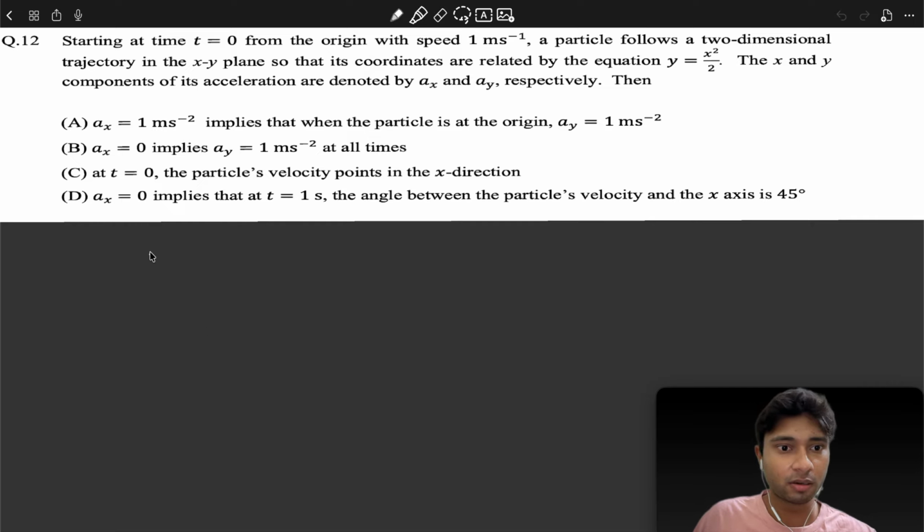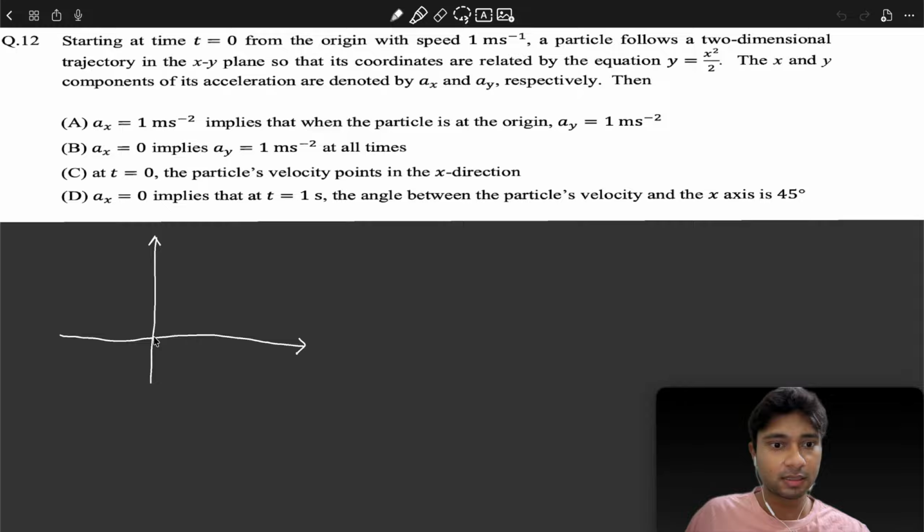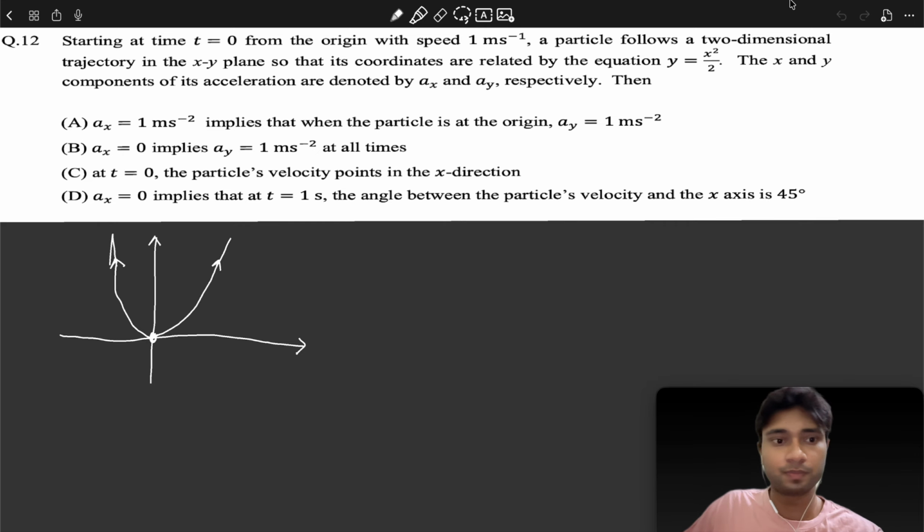So let's draw. This is our xy plane, and this is given at t equal to 0. It was at origin and its speed is 1 meter per second, and it is following something like this: y is equal to x square by 2. So y is equal to x square by 2 will look like a parabola.